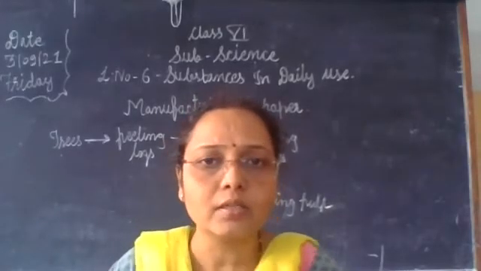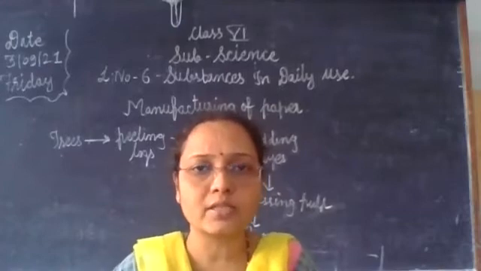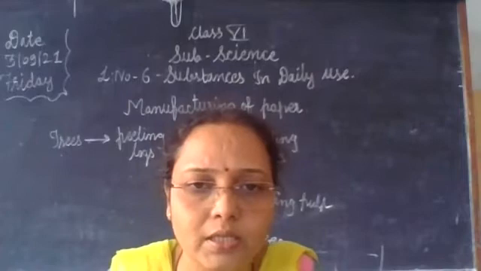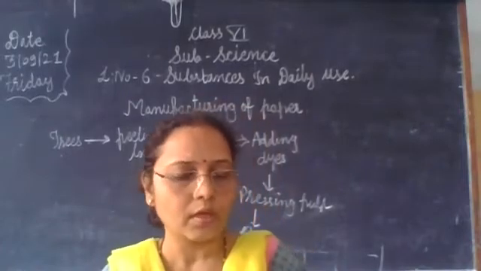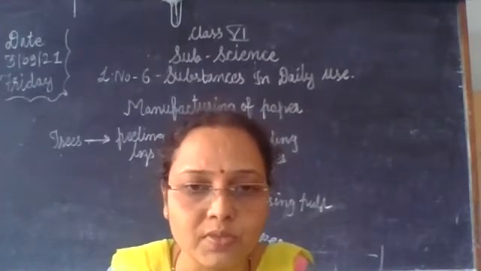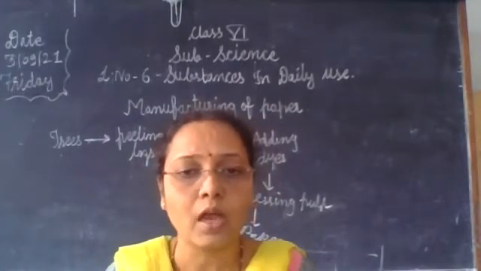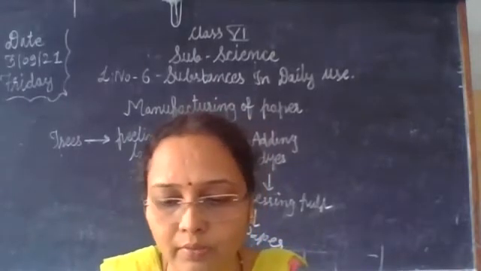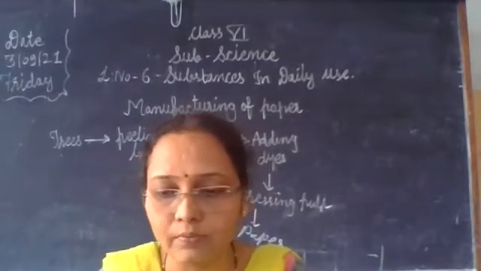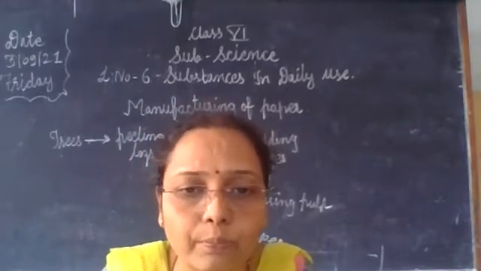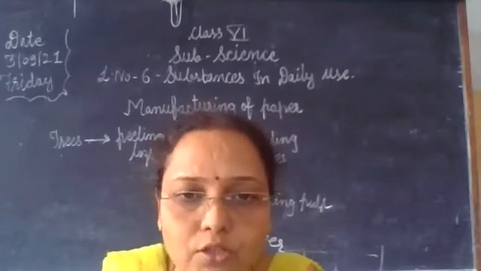Good morning, children. So let's learn the standard 6 lesson. Lesson number 6, substances in daily use. In our last video, we learned about the production of some substances like rubber, how rubber is obtained, then vulcanization of rubber. So these things we learned. Now today we are going to learn about the manufacturing of paper, how paper is manufactured.